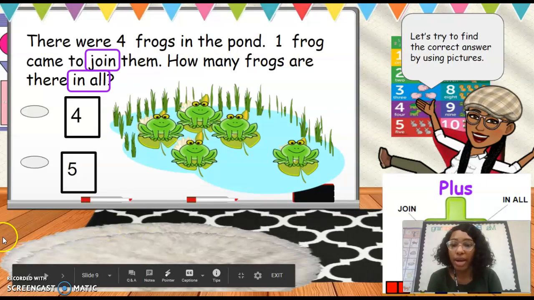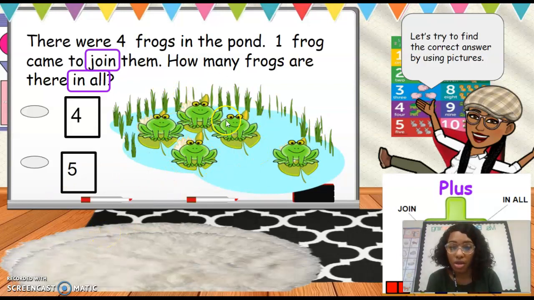All right, now we're going to practice another word problem, but this time we're not going to make a number sentence. We're just going to figure out how many frogs are in the pond in all, okay? So there were 4 frogs in the pond. 1 frog came to join them. How many frogs are there in all?